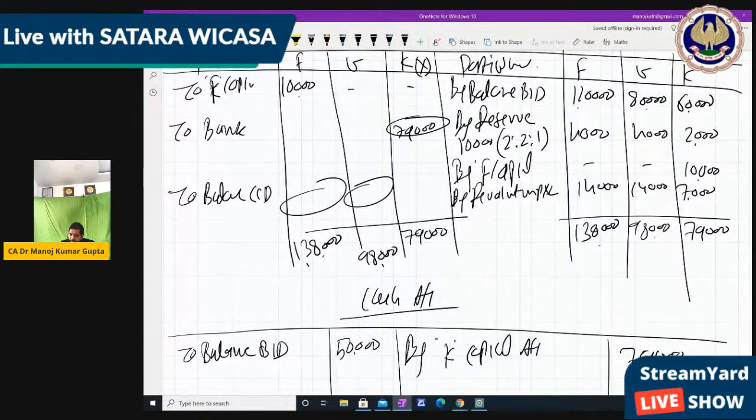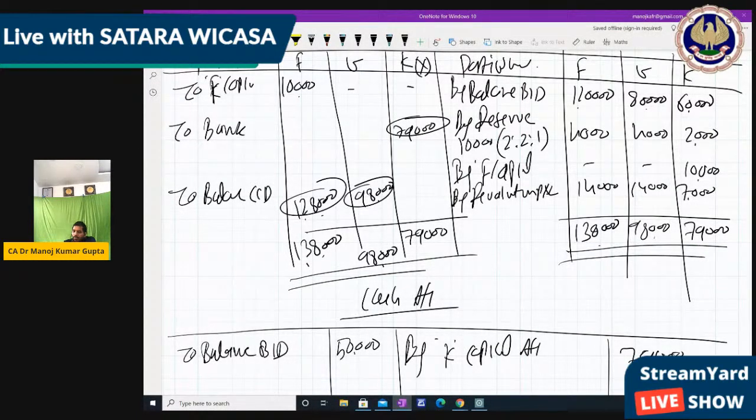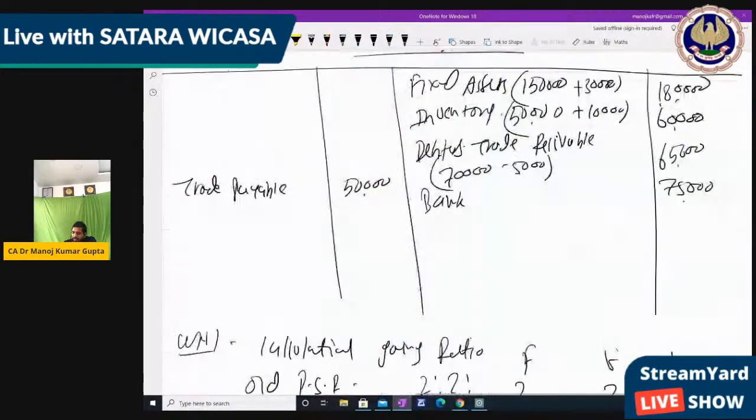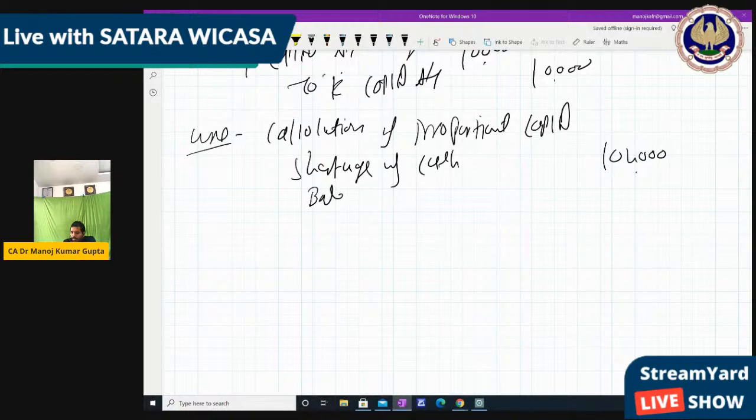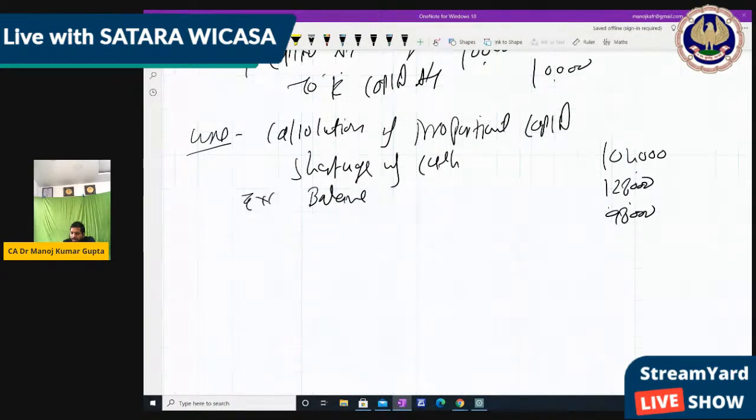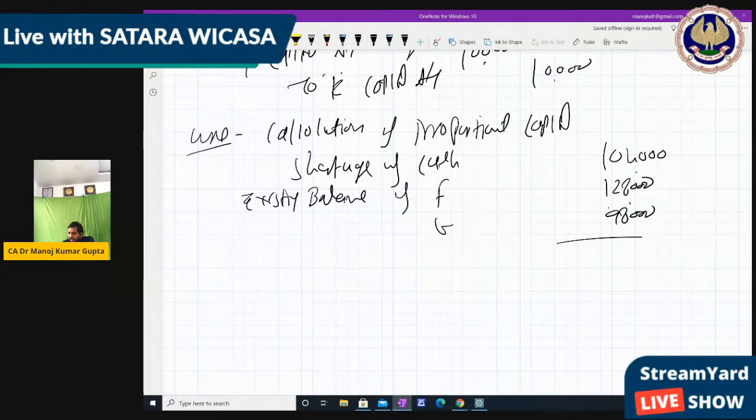Like 38 minus 10 to 1,28,000, and this is 98,000. Right. Now 128, 98 right here. Balance 128, 98. We can say existing balance of F and G.